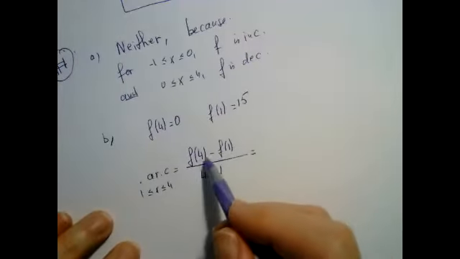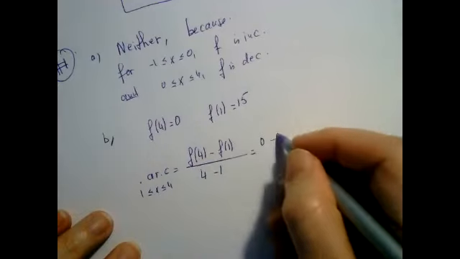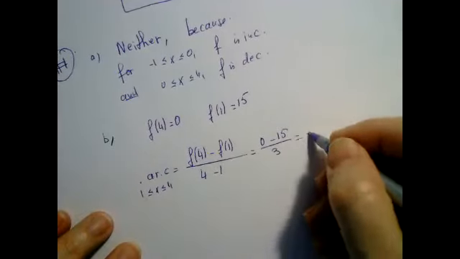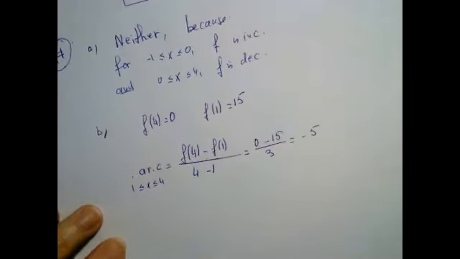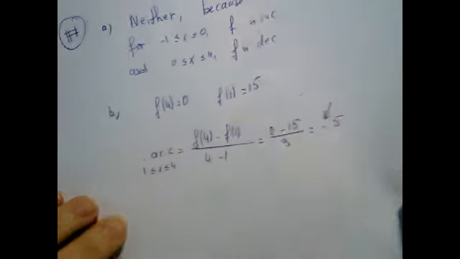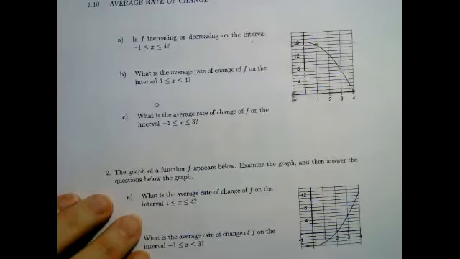So the average rate is 0 minus 15 divided by 3. It means minus 5. Did we expect to have a negative sign? Back to you. Did we expect a negative sign?